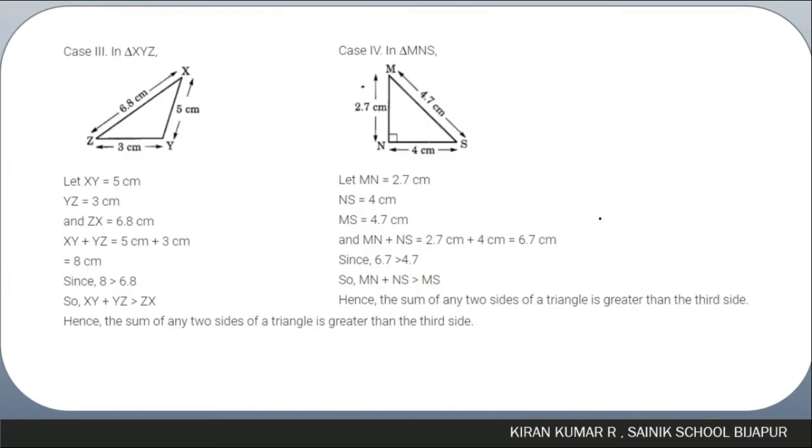I have taken the next set, XYZ as a triangle with XY equal to 5 cm, YZ 3 cm, ZX 6.8 cm. The sum of XY plus YZ is 8 cm, which is obviously greater than 6.8 cm. Hence, the sum of two sides is greater than the third side. Fourth triangle, I have taken triangle MNS with MN equal to 2.7, NS equal to 4, MS equal to 4.7. The sum MN plus NS is 6.7 and this is greater than 4.7. Hence the sum of two sides is greater than the third side.